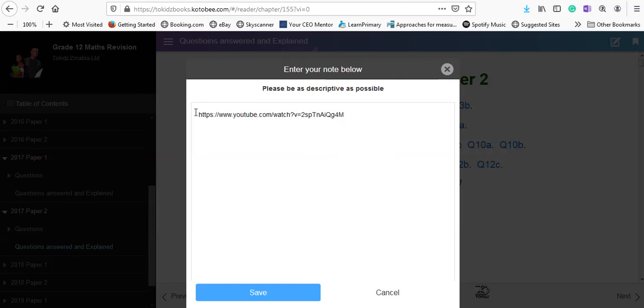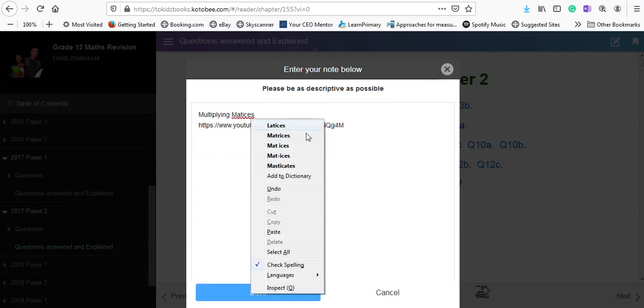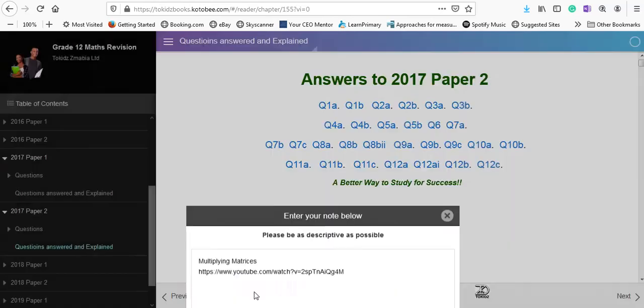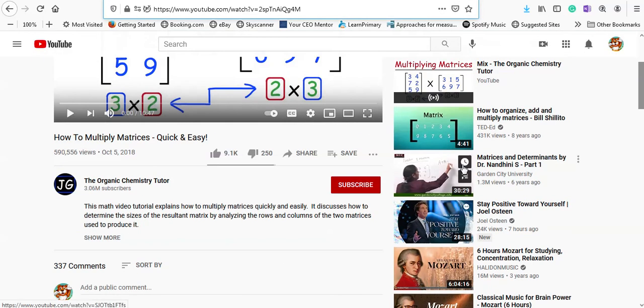And maybe you might want to say, multiplying matrices as an example. Okay, multiplying matrices as an example. So that's what you've got there, and that is in your notes. It will be saved for you, and you can save as much as you want. So you can go to different things.